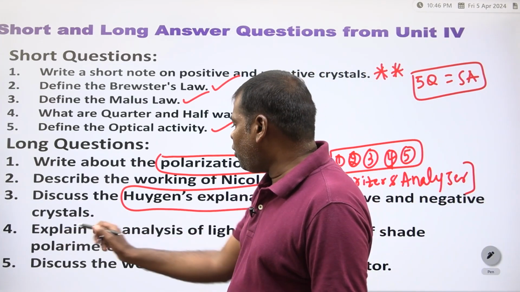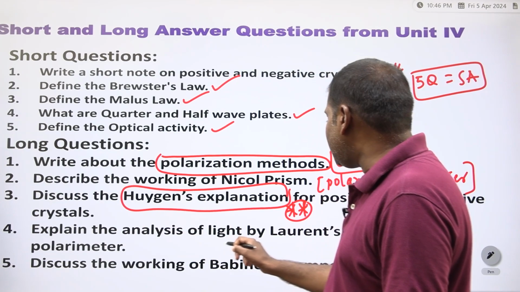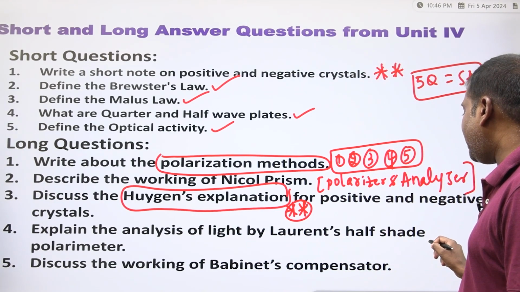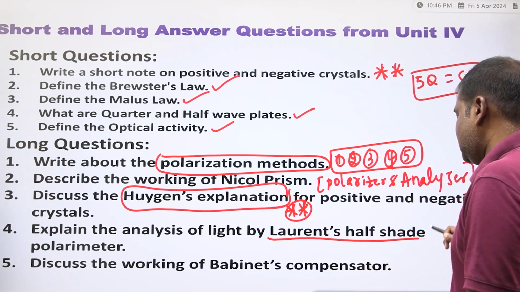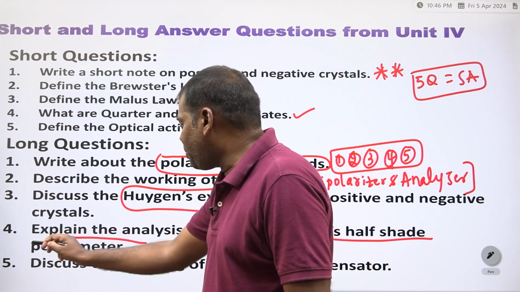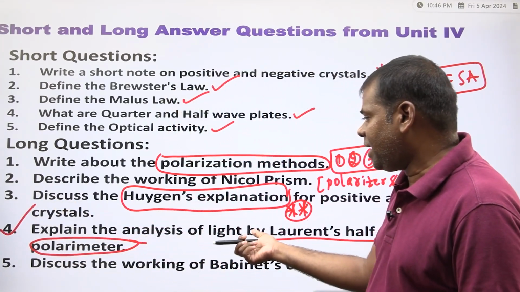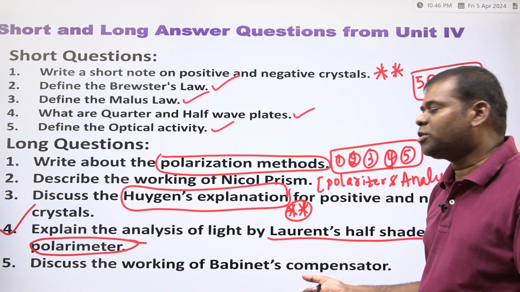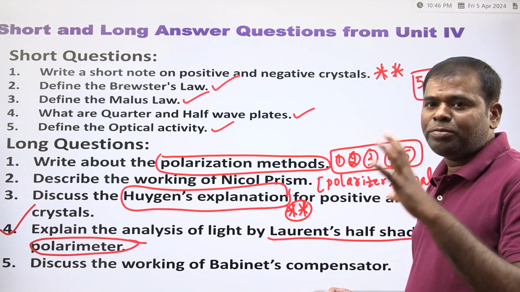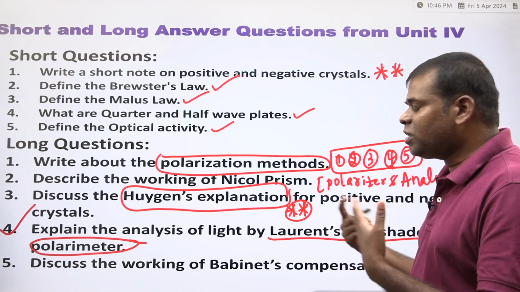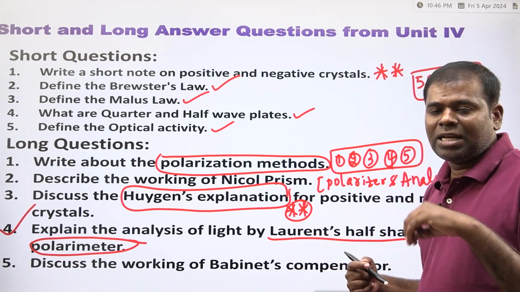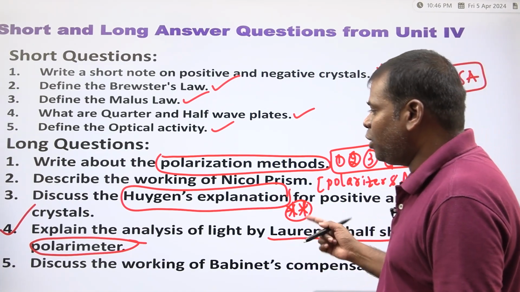Right. Next, the fourth one: explain the analysis of light by Laurent's half-shade polarimeter. In your laboratory also you are learning this experiment, correct? So the same story you have to write there also. How the Laurent's half-shade polarimeter works and how you calculate the specific rotation, you write.